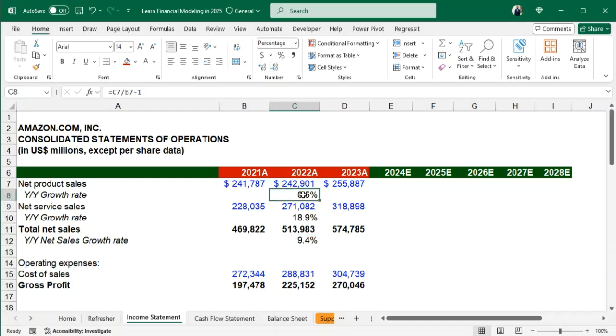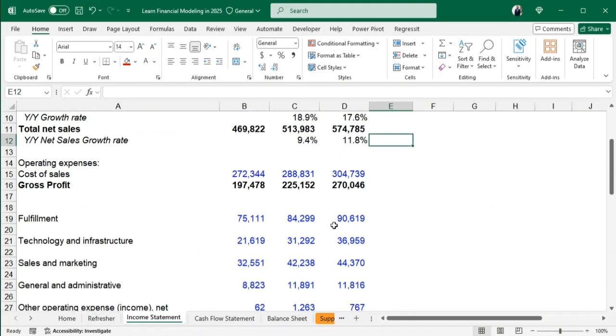So all right, with that I can actually copy the formula to the right using Control R. Also copy this to the right using Control R. Copy this one also to the right using Control R. All right, so those are our year-over-year growth rates for our net sales. So that is the historical growth rates that we have seen there.